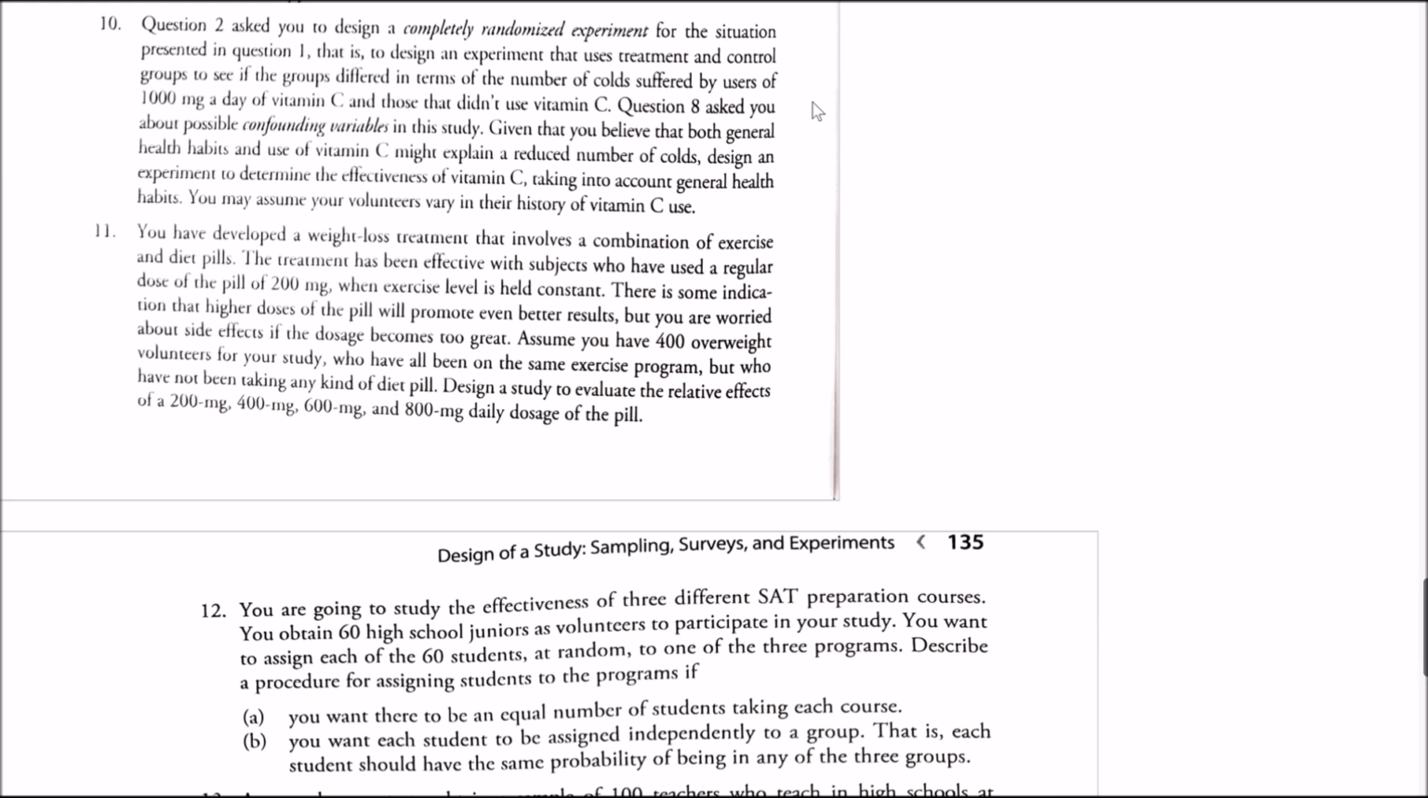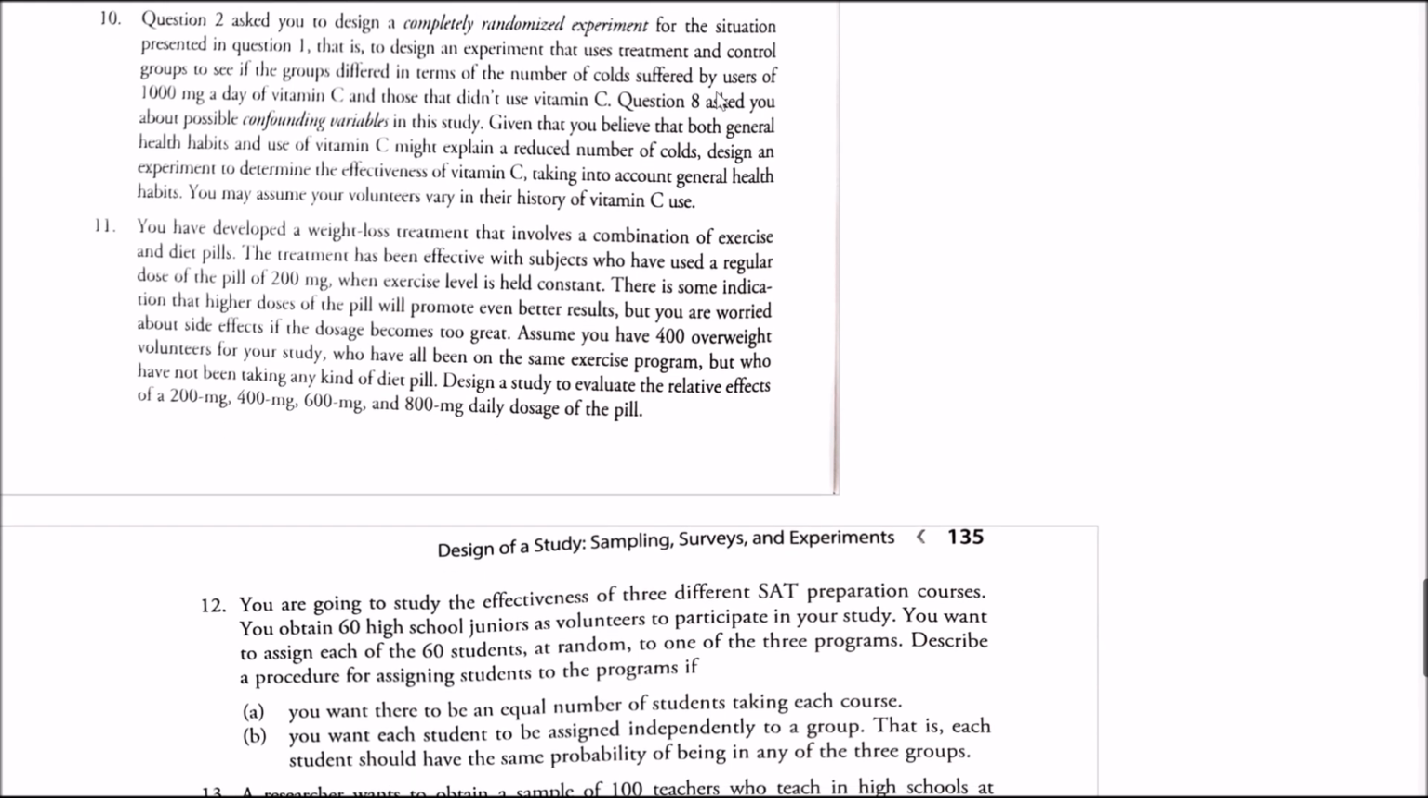Number 10, question 2 asked you to design a completely randomized experiment for the situation presented in question 1. That is, to design an experiment that uses treatment and control groups to see if the groups differed in terms of the number of colds suffered by users of 1,000 milligrams a day of vitamin C and those that didn't. Question 8 asked you about possible confounding variables in the study.